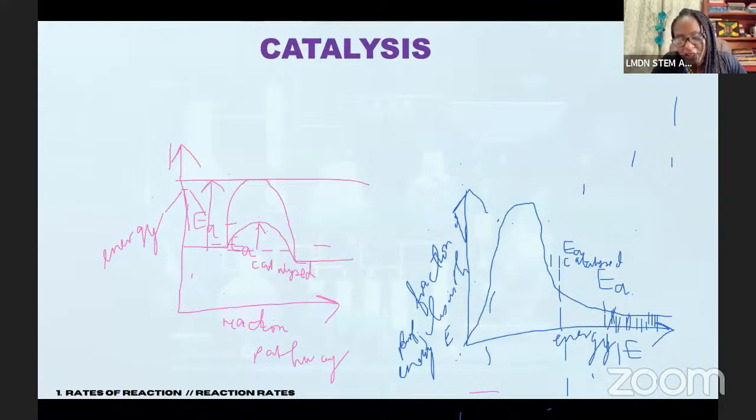So then this new shaded region, this entire area, you can see that that's bigger than what we had before, right? So there are more particles now with that minimum activation energy because of the addition of the catalyst. And so that whole green area now represents all the particles that now have the activation energy. And so the reaction can proceed, and you can have more collisions and ultimately a faster rate of reaction. Does that make sense to you guys?